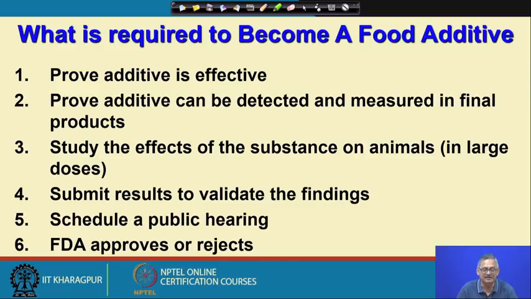It should be an additive that can be detected and measured in the final product. So, we should be able to detect whatever we have added even in the final product, such that it is not making some chemical or binding reactions so that it cannot be identified. That should not be. So, it is another requisite that it should be measurable in the product in some way or other.